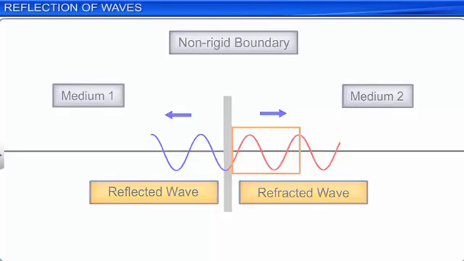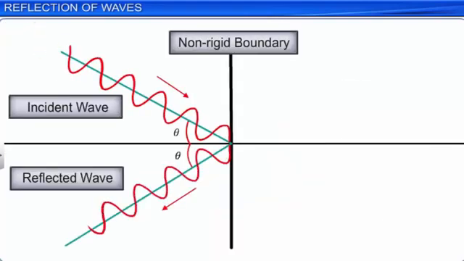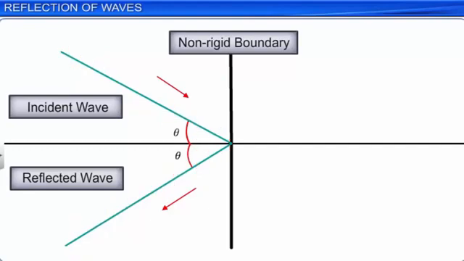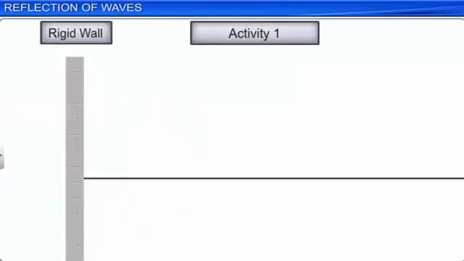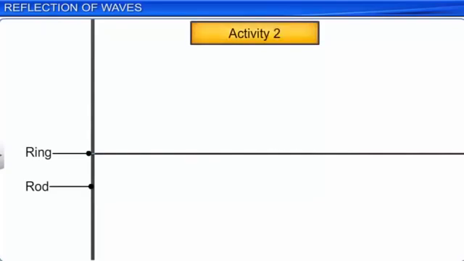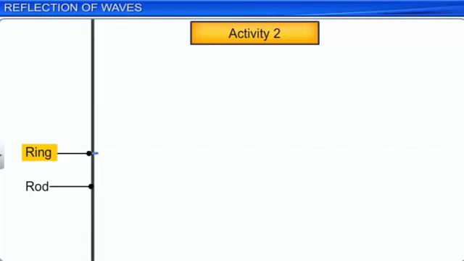Reflection of waves follows the laws of reflection, which are similar to the laws of reflection of light. To understand the phenomenon of reflection of waves, let us perform two simple activities. In the first activity, the left end of a string is fixed to a rigid wall. In the second activity, the left end of the string is tied to a ring which can slide up and down without any friction on a rod. A single pulse is generated at the free end of the strings.